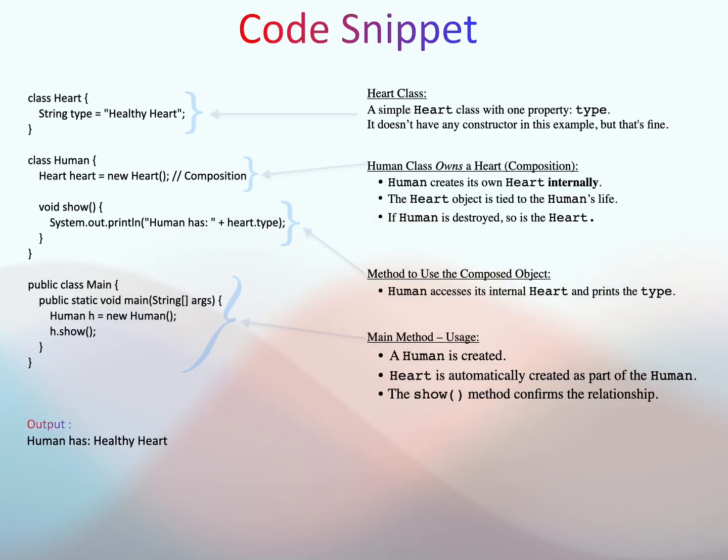We have got a Heart class with a single property, type. Now see the magic happening in the Human class. Notice how the heart is created inside the human, not passed in from outside. It's born as a part of the human object. So when a human is created, the heart is automatically created too. And the show method prints that the human has a healthy heart. And if the human object is deleted, the heart goes with it. No reuse, no reassignment. That's composition. Strong, full ownership, no independence for the part.